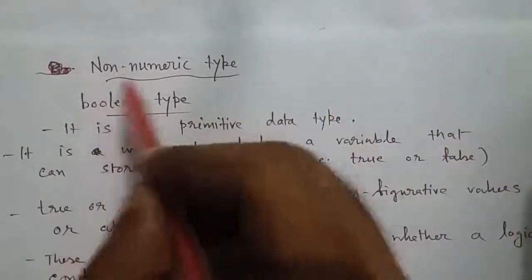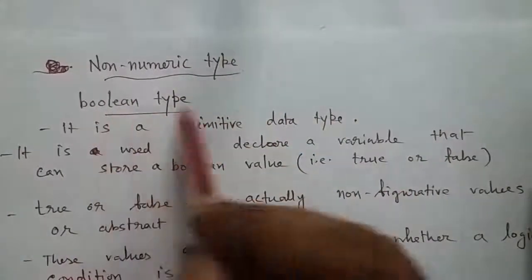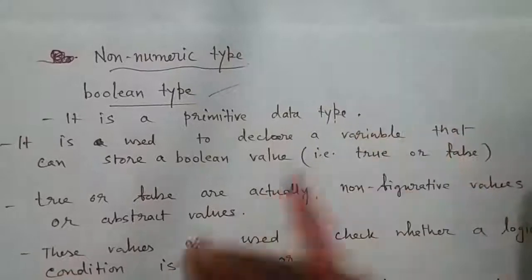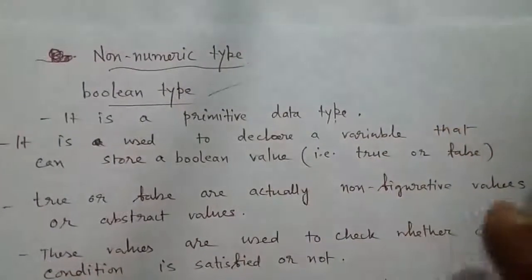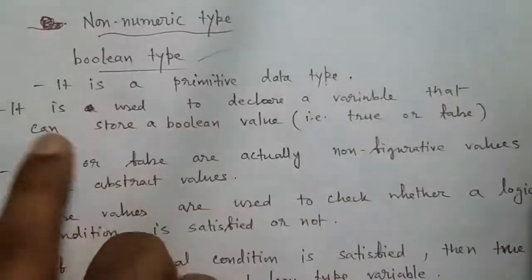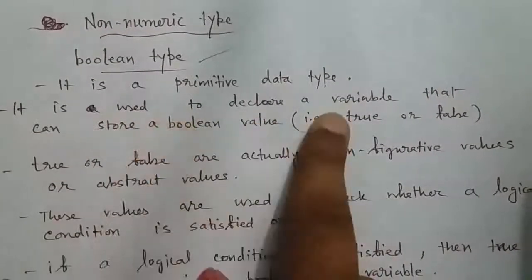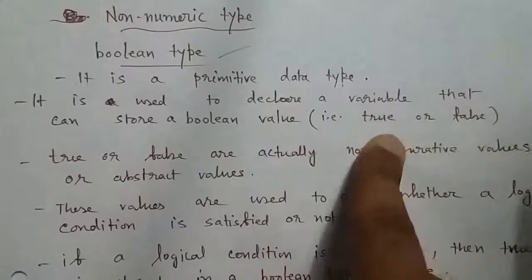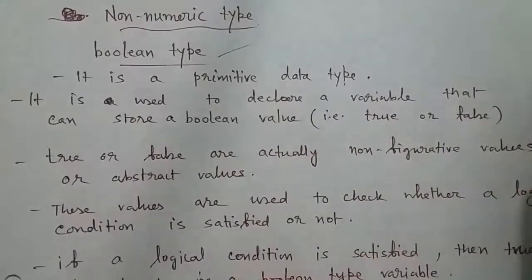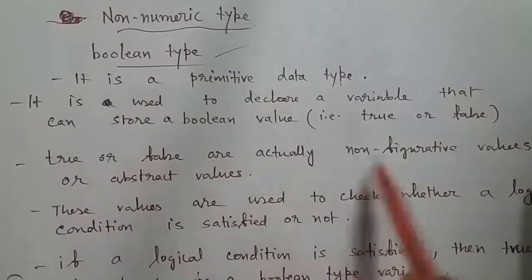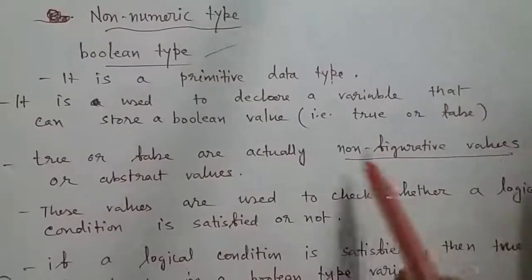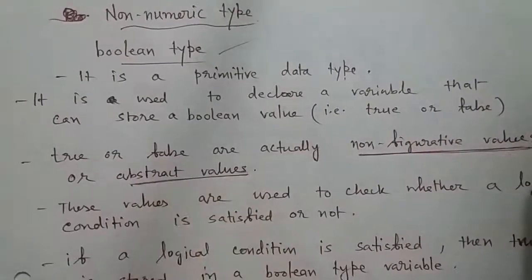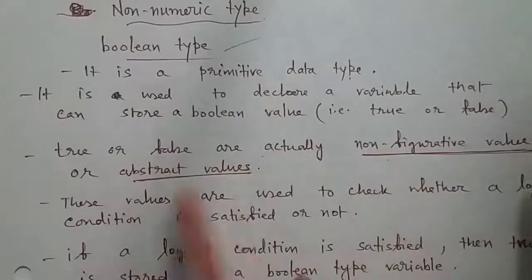Now we will discuss the non-numeric type, which is also a primitive type. That is the Boolean type. Obviously, whatever data types we are discussing at this moment are all primitive data types. It is used to declare a variable that can store a Boolean value, and Boolean value means, as you already know, true or false. These two values together are called Boolean values. True or false are non-figurative values, which means abstract values.